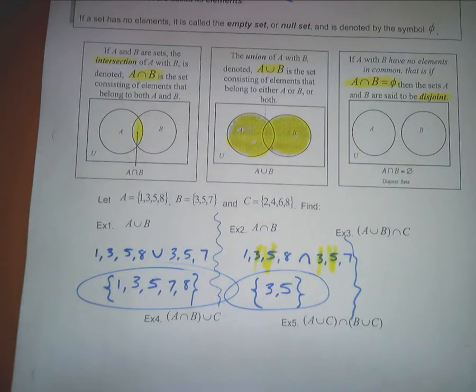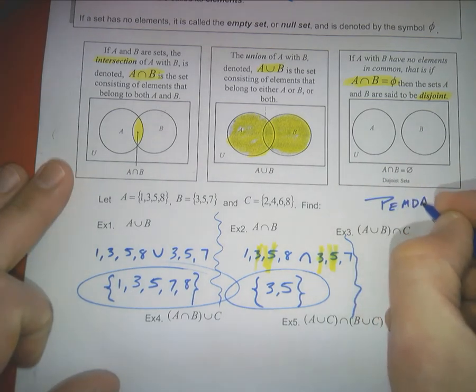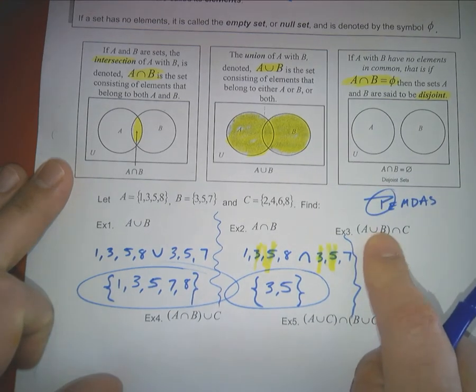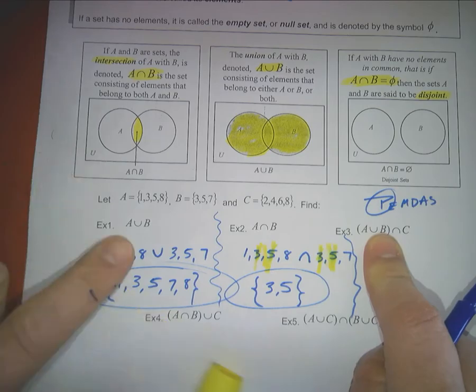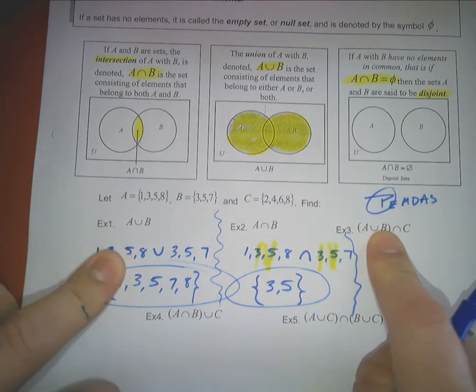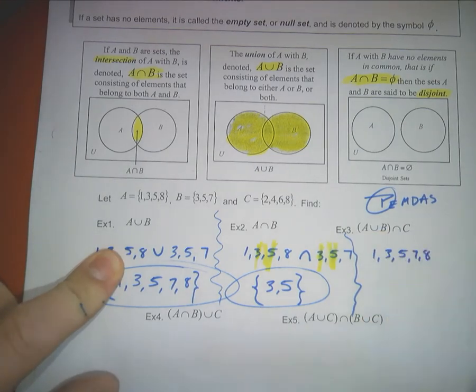So then, to make this harder, because that's pretty easy, right? They start putting in multiple unions and intersections. Well, they'll tell you which one to do first based on please excuse my dear Aunt Sally. We do this one first. We have already done the union of A and B, right? We did that over here. The union of A and B we got was 1, 3, 5, 7, and 8.